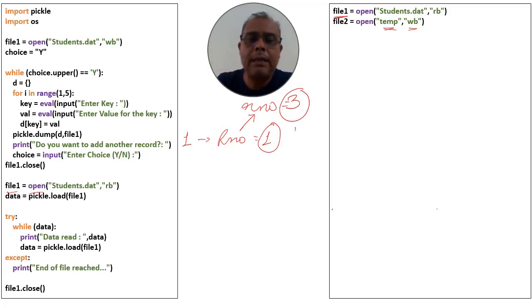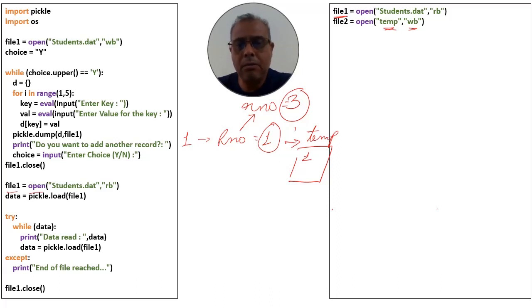If they do not match, I'm going to write this record in the temp file. This is my temp file. So record number 1 will be written to the temp file. Then I'm going to read the next record. The next record is record number 2. Again the roll numbers do not match, so this roll number 2 will be written to the temp file.